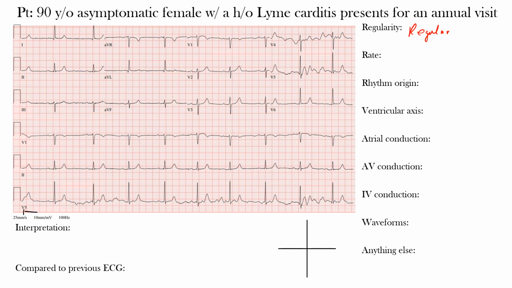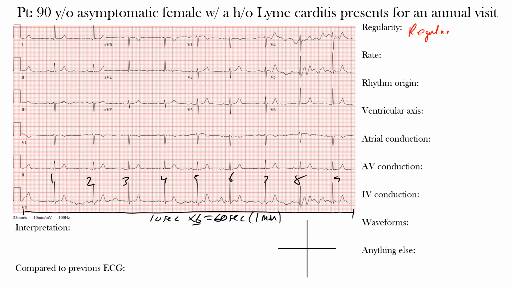So we know that we have a regular rhythm. We know that the standard EKG represents 10 seconds. So if you multiply 10 seconds by 6, you get 60 seconds, which is 1 minute. Meaning that if you count the ventricular complexes going across and multiply that by 6, you can get an estimate of the rate in beats per minute. So let's do that. We have 1, 2, 3, 4, 5, 6, 7, 8, 9. So what we would do now is 9 times 6, to get us into that beats per minute, and that gives us 54 beats per minute.